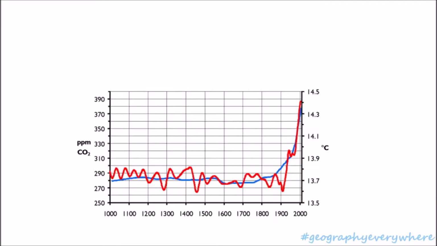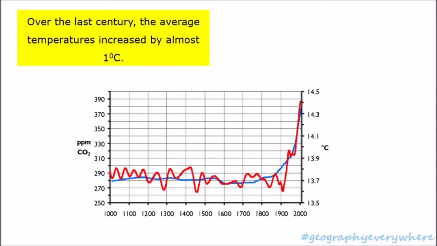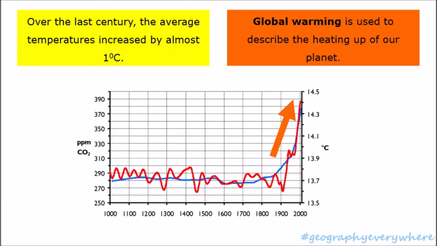Let's look at temperatures over the last 1000 years. The red line shows temperature. What do you notice about the temperature? Exactly. Over the last century, the average temperatures increased by almost 1 degree. Global warming is the term that is used to describe this heating up of our planet in the last 100 years. So let's see exactly what's happening.